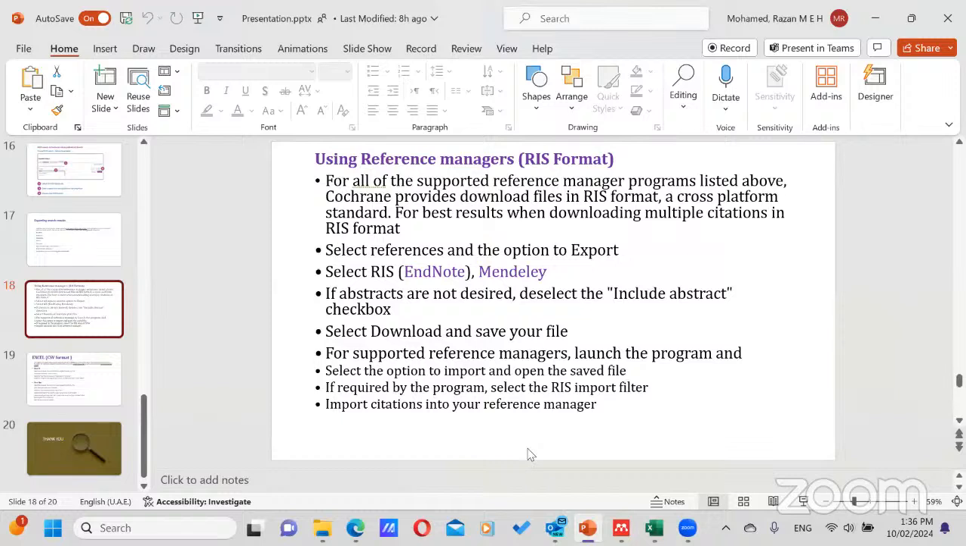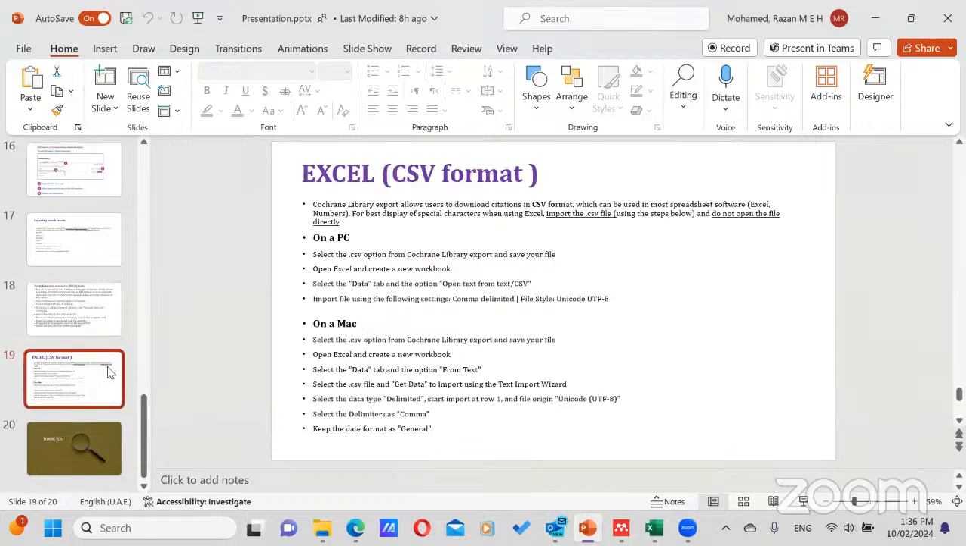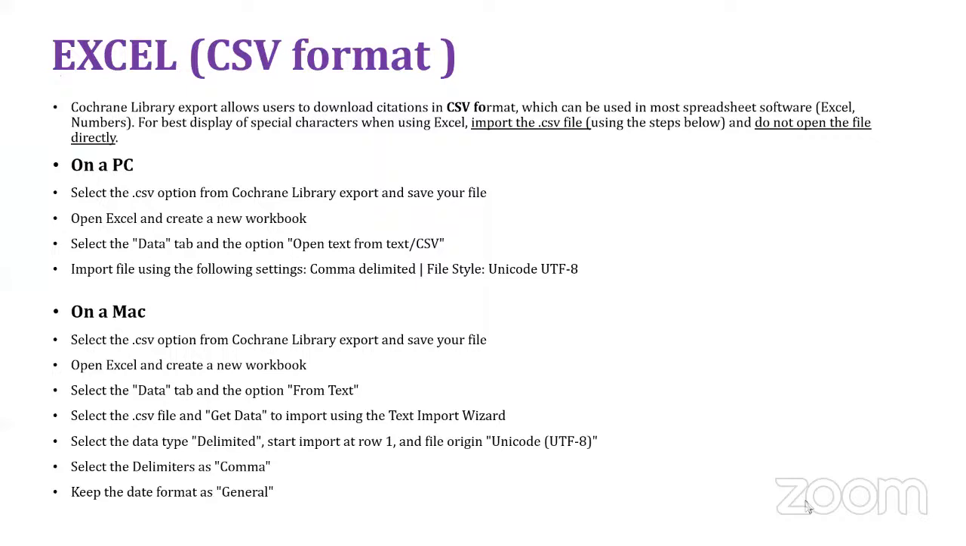Next, I want to do the same thing, cite all of these articles in a simple Excel format. You can either have a PC or a Mac. If you have a PC, you're going to do the same thing: cite all articles, and then click the text or CSV format, and then you're going to open a new spreadsheet in Excel and import the files using comma delimited, and then choose the file style Unicode UTF.